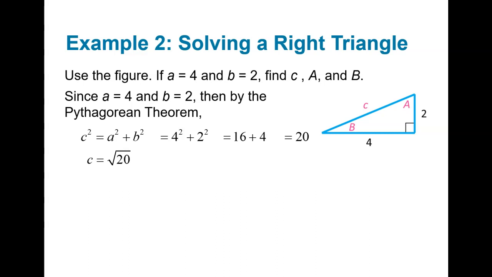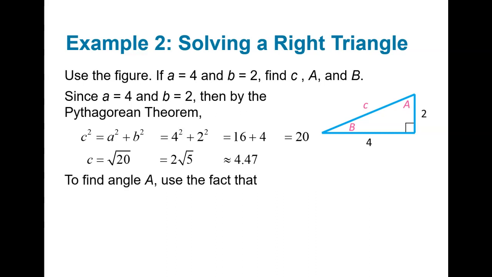Right, 20 is 4 times 5, right? 4 is a perfect square. That's why we're doing that. The square root of 4 is 2. So we pull that out, leave the 5. Or we could approximate about 4.47. 2 square root of 5 is the exact value. So you would expect to do that for a lot of applications. But if it tells you to round, make sure you read that and round.